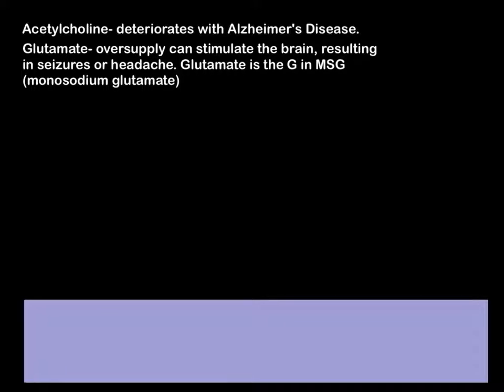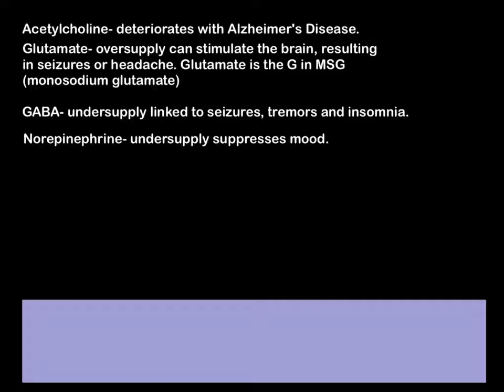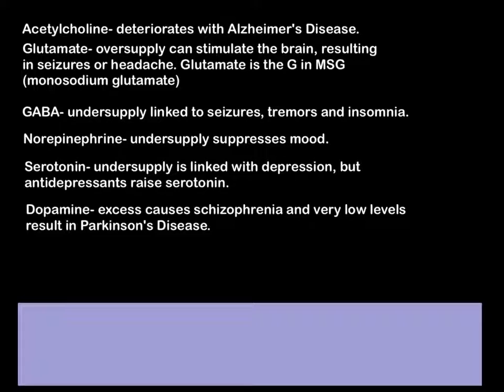which is why some people choose to avoid MSG in their food. And after that we have GABA, which an undersupply of GABA is linked to seizures, tremors, and insomnia. And up next we have norepinephrine, and an undersupply of that can suppress your mood. An undersupply of serotonin is actually linked with depression, but if you were ever wondering what antidepressants do, it raises the serotonin in the brain. And last we have dopamine.